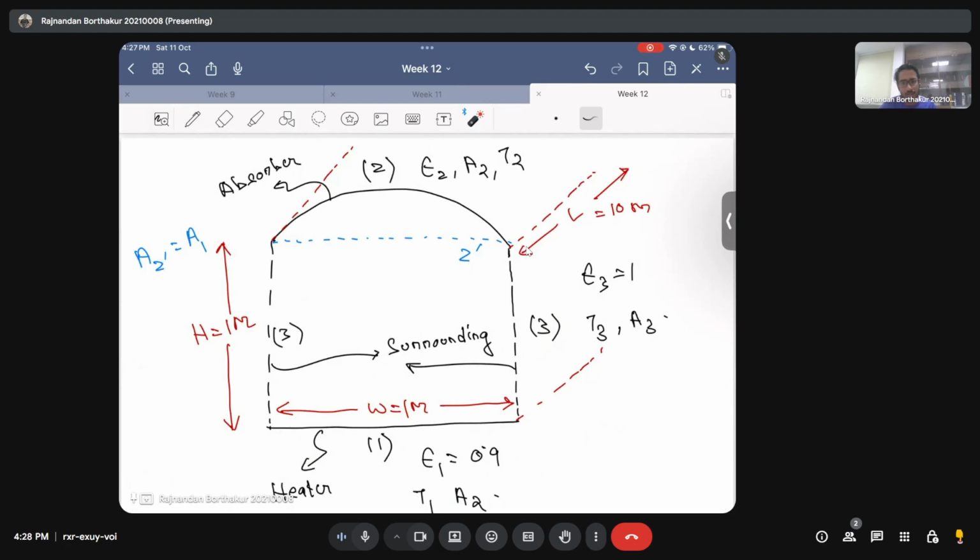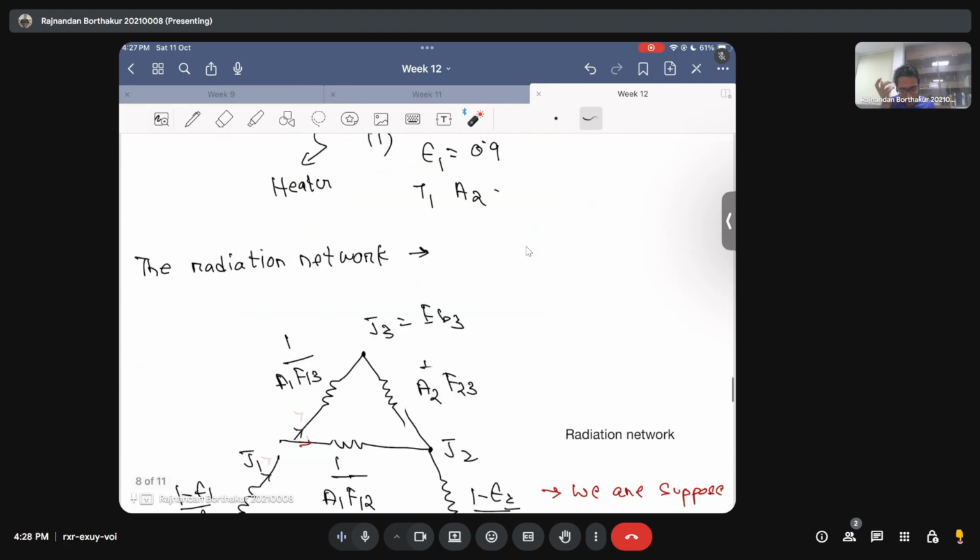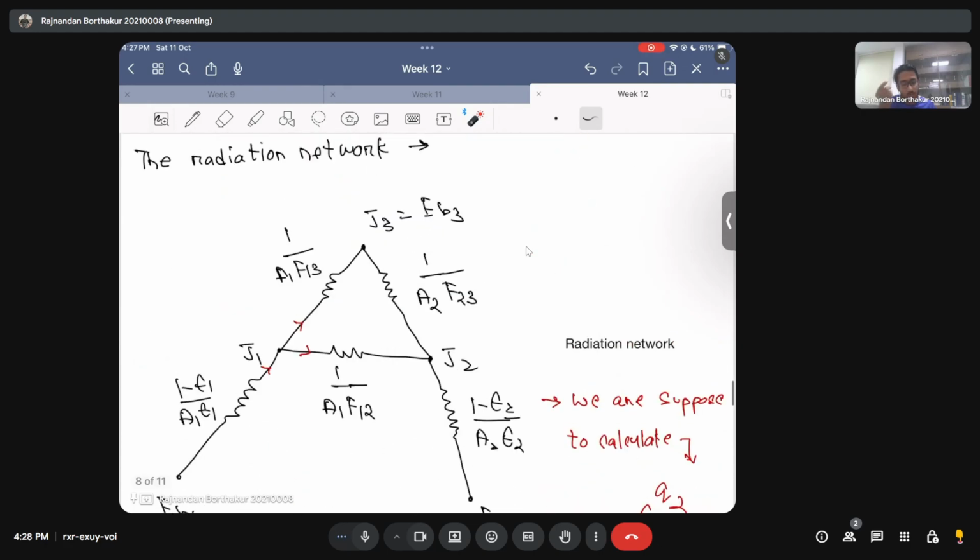fact that the surrounding is a black body, and assuming that the absorber's upper surface and the heater's lower surfaces don't exchange radiation, which gave us an idea to form the enclosure and then make use of the radiation network in order to form a kind of 3-zone enclosure.